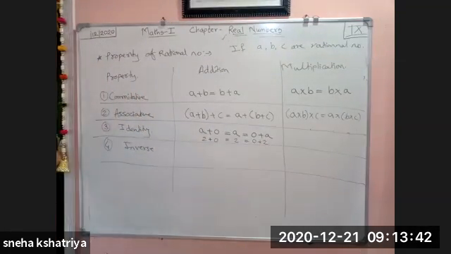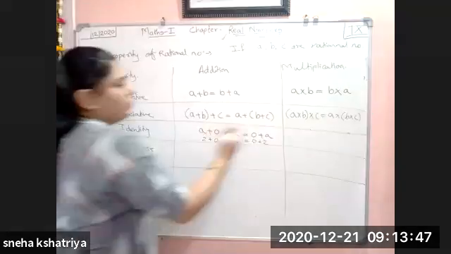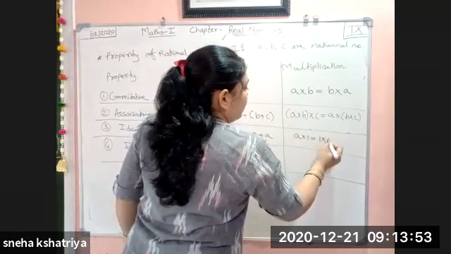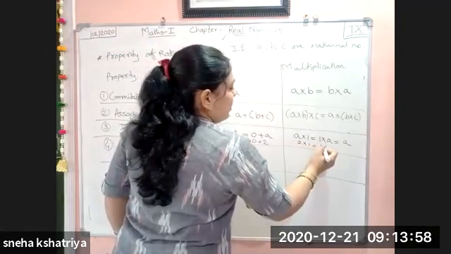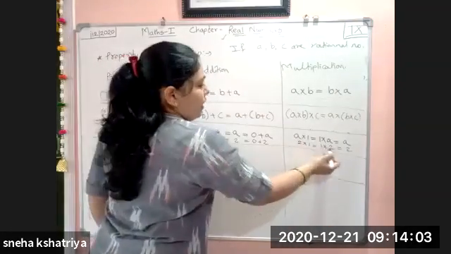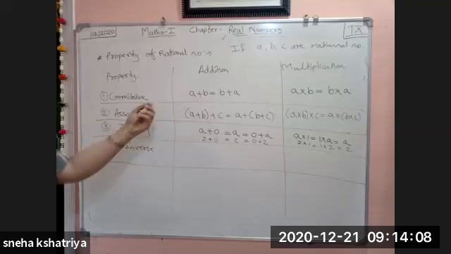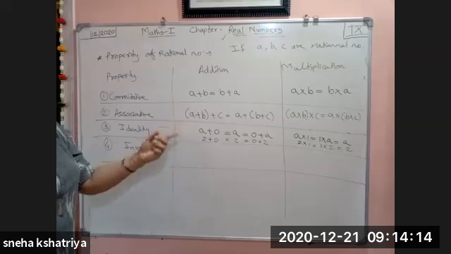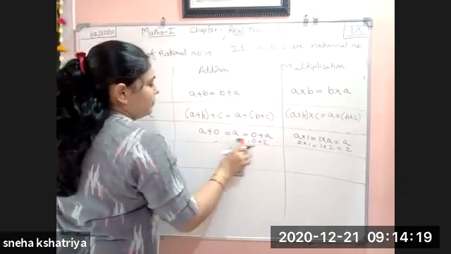And what is the multiplicative? Here in multiplication we don't take 0, we are going to take 1. A into 1 is equal to 1 into A is equal to A. Again 2 into 1 is equal to 1 into 2 is equal to 2. The multiplication is the same, your answer will be 2. So identity means we get the original number. Whatever original number we take, irrational or rational number, we get that original number, and that is your identity property.